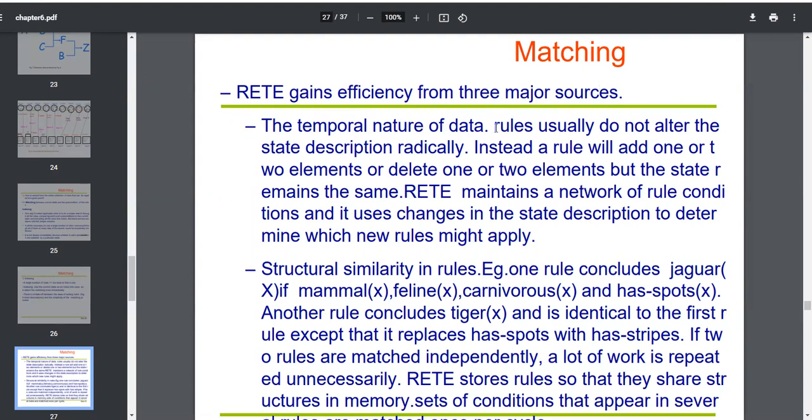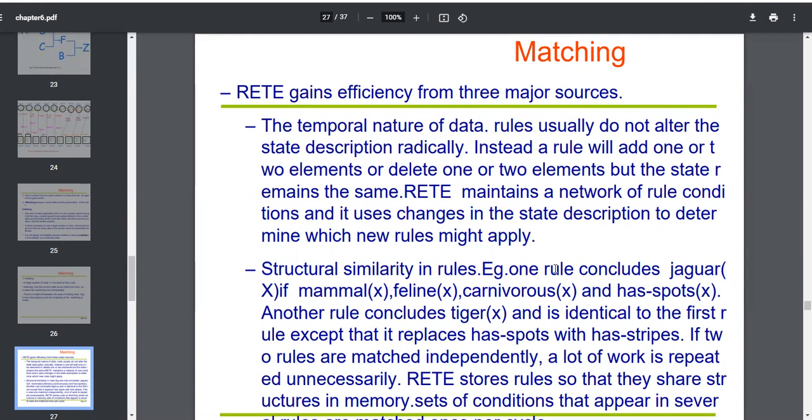The first is the temporal nature of data. Rules usually do not alter the state description radically. Instead, a rule will add 1 or 2 elements or delete 1 or 2 elements, but the state remains the same. RETE maintains a network of rule conditions, and it uses changes in the state description to determine which new rules might be applied.